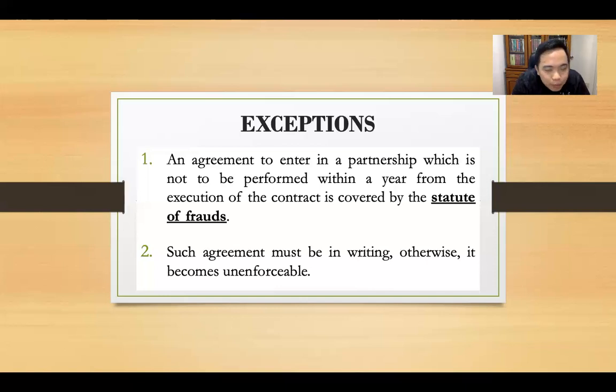Tandaan yan. Class, you remember our discussion on defective contracts. Sinabi natin that an unenforceable contract is a valid contract except that it may not be enforced in the absence of written instrument or contract. So in other words, even if the articles of partnership is not to be performed within 1 year from the date of execution of the contract, such agreement remains to be valid except that it must be in the written form. Valid pa rin yan, kaya lang hindi siya enforceable. You cannot invoke the performance of the contract in the absence of a written instrument.